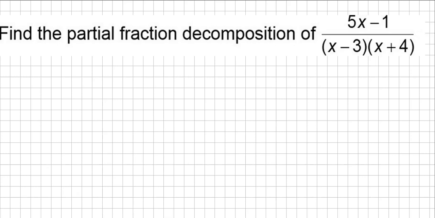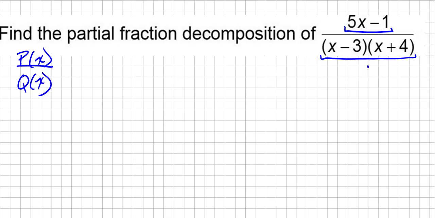Find the partial fraction decomposition of the rational expression (5x - 1) over (x - 3)(x + 4). So what we mean by that is this is our p of x in the numerator, and this is our q of x in the denominator. Because remember, we are looking at p of x over q of x.